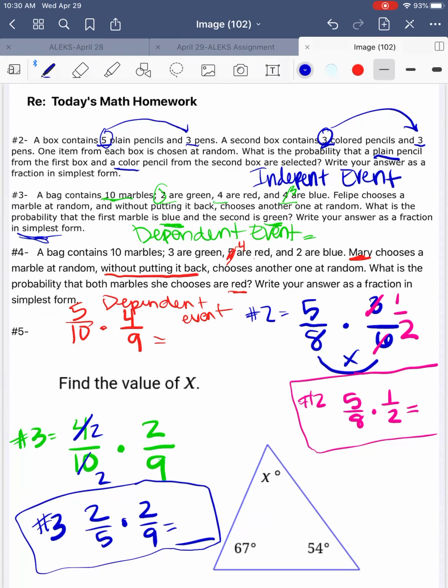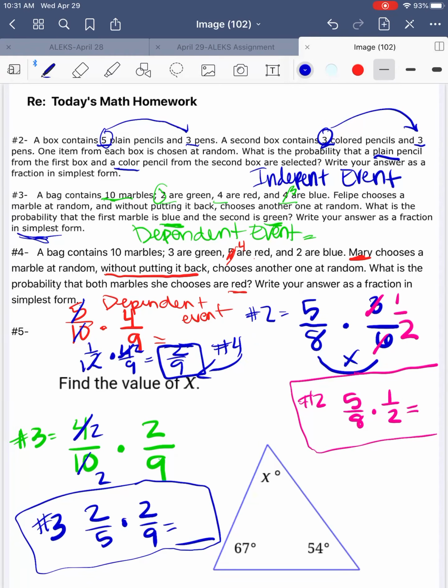So again, you want to reduce if you can. So we can reduce 5/10 to 1/2 and then multiply it by 4/9. And we can reduce these two as well, which would give you your answer. Because I can reduce the 2 and the 4, that one would be 2. So your answer should be 2 out of 9 on that one. Okay, so that one's number 4.